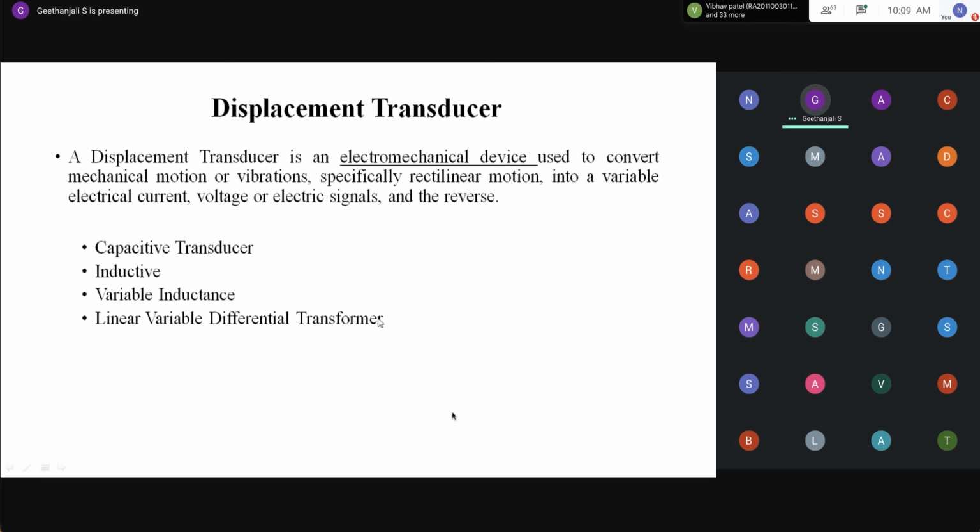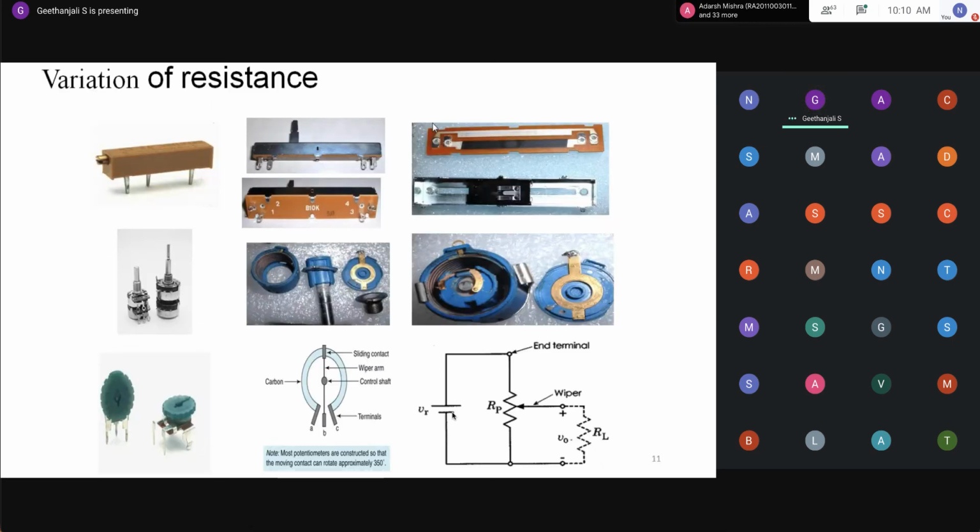It is given in your lab. In the lab session, you have to perform the linear variable differential transformer, LVDT. There is an experiment for the LVDT. So this LVDT comes under the category of the displacement transducer. Let us see in detail the types of displacement transducers. So this is the variation of resistance. All of you go through this slide. These are the different types of displacement transducers.